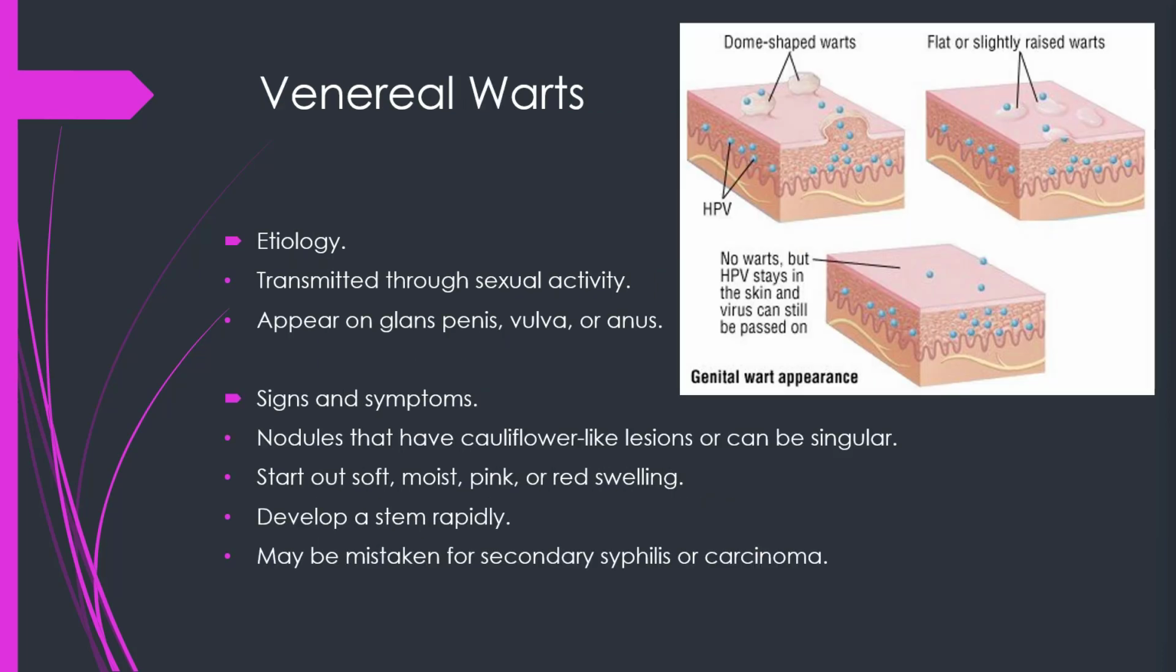Venereal warts. This is transmitted through sexual activity. These warts can appear on the penis, vulva, or anus. Signs and symptoms include nodules that have a cauliflower-like lesion or can be singular. They typically start off as soft, moist, pink, or red swellings, and they develop a stem rapidly. It may be mistaken for secondary syphilis or carcinomas.